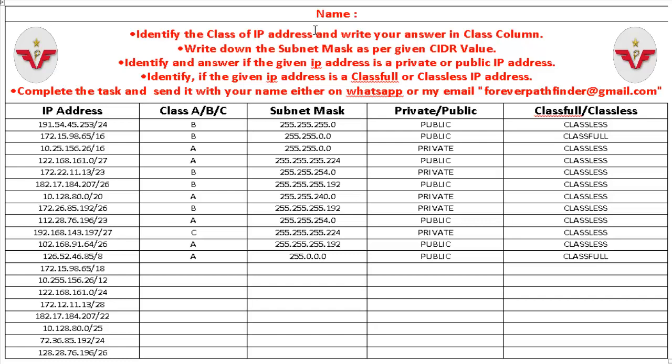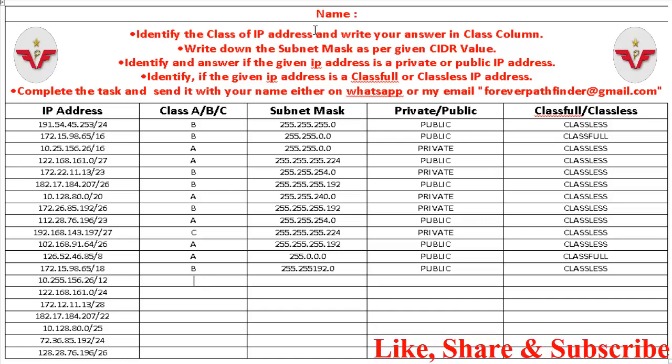172.15, class B. 18 bits, 255.255. We have 8 and 8, 16, remaining 2, so 192.0. Private or public? 172.15 is a public because the private range starts from 16 to 31. And is it classful or classless? Classless.